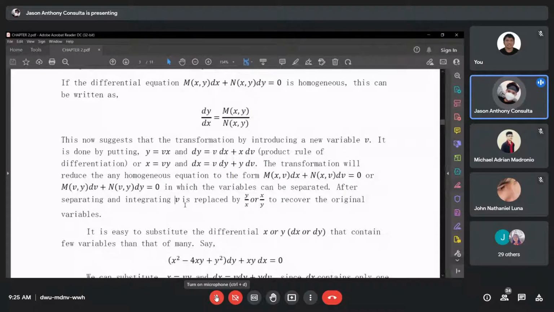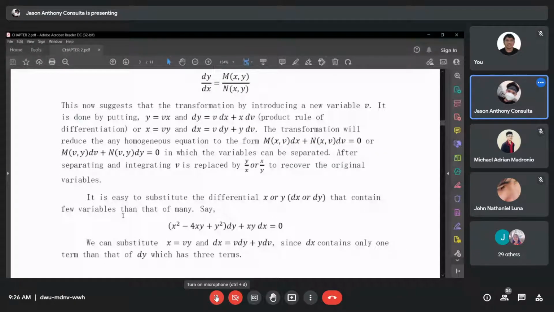Then pag nakuha na natin, na-simplify na natin after integration, yung v will be replaced by y over x or x over y. Depende kung alin yung sinusubstitute natin dito. Itong y over x, this is just from here, y is equal to vx. So, since may v, ano yung v dito? V is y over x. Ano yung v dito? V is x over y. To recover the original variables.